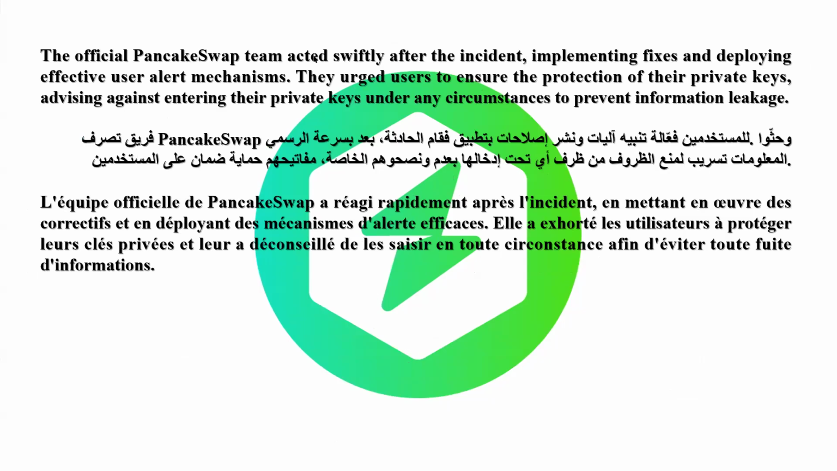The official PancakeSwap team acted swiftly after the incident, implementing fixes and deploying an effective user alert mechanism. They urged users to ensure the protection of their private keys, advising against entering their private keys under any circumstances to prevent information leakage. Because people went to a fake website and keyed in their password, that's why their information was leaked. It has nothing to do with hacking PancakeSwap or the smart contract. Nobody can successfully do that, right?